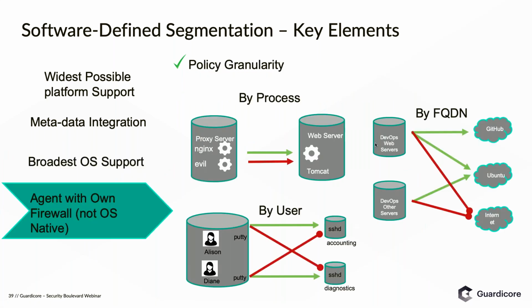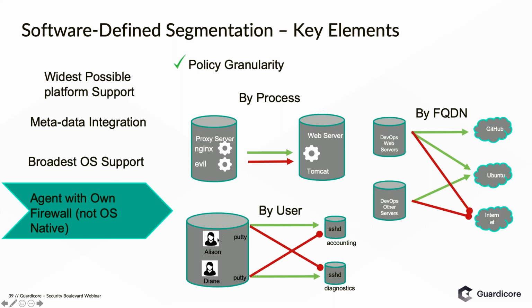And as I mentioned before, it's important to have an agent, and an agent with its own firewall, not native to the operating system. The reason for this is, especially in Linux, you want policy granularity. You want to be able to say, I want to have a policy based on the process itself, not just by port or IP address, but anywhere you want to get to Tomcat, only Nginx can get to it, no matter what port it is.